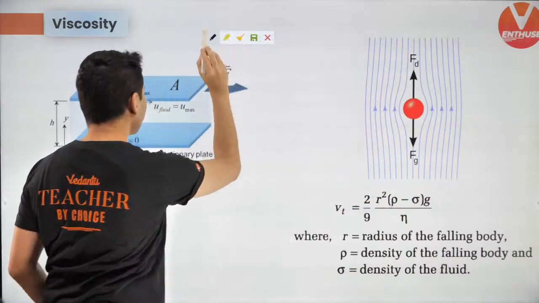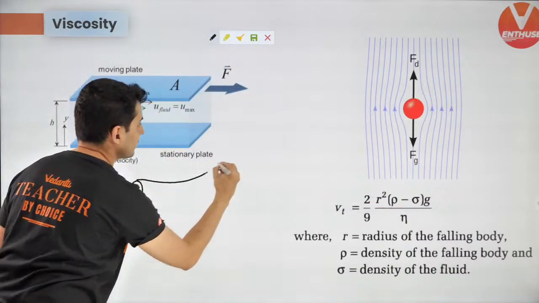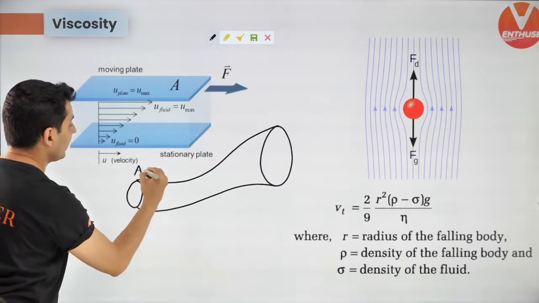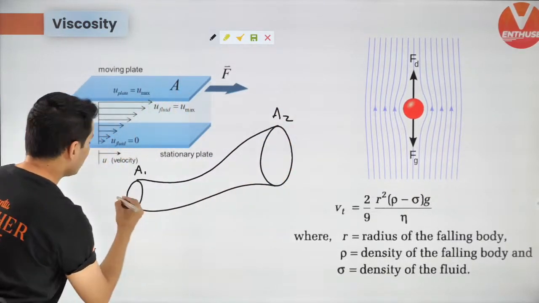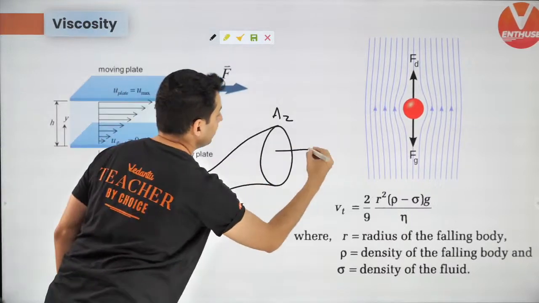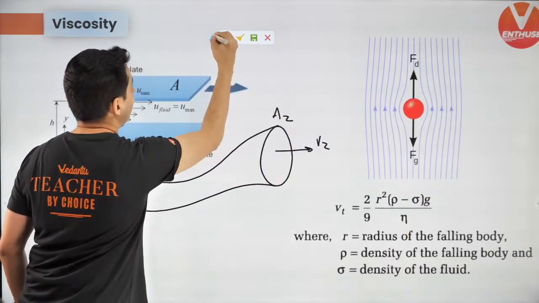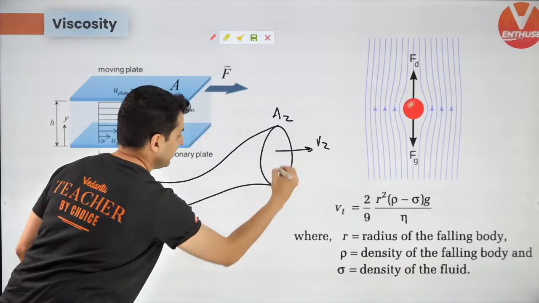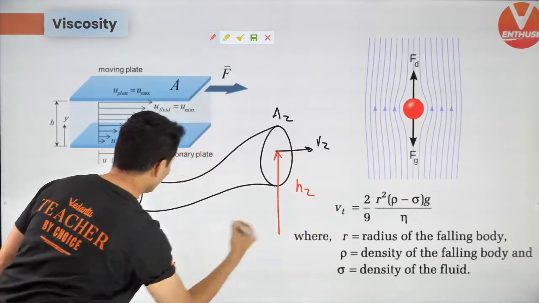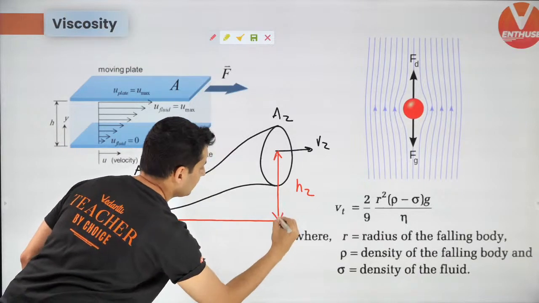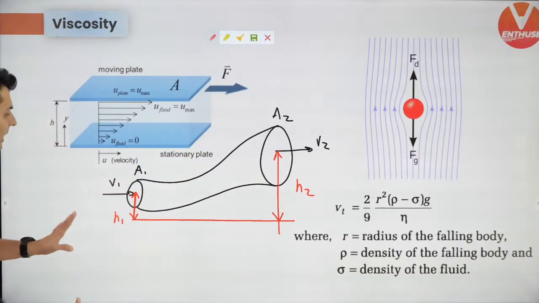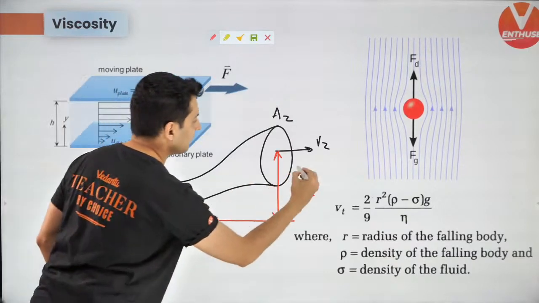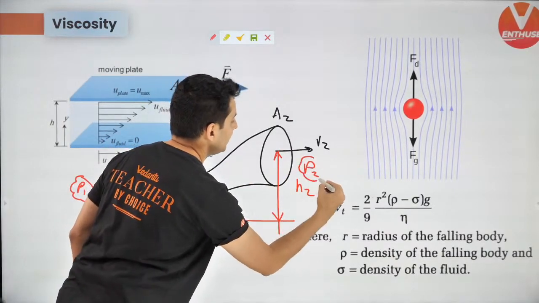One more thing. Since we are talking about fluid dynamics, if you have a pipe of different areas, here the speed is V1 and here the speed is V2, and this cross section is at height H1 and this is at height H2 from some line, doesn't matter which line, but some line. And here the pressure is P1 and here the pressure of the liquid is P2.